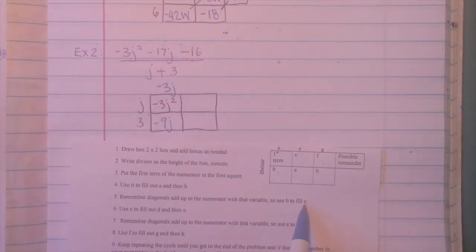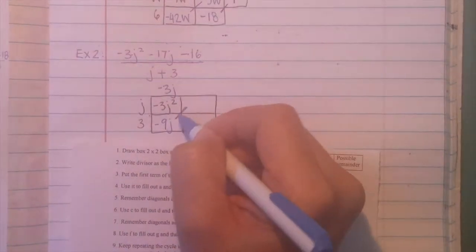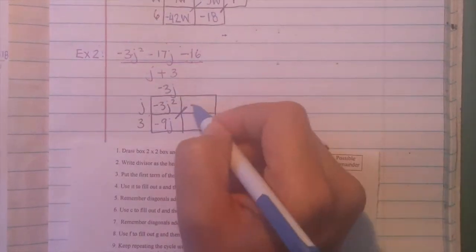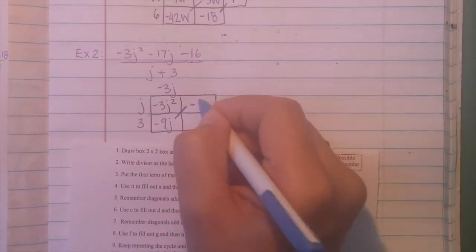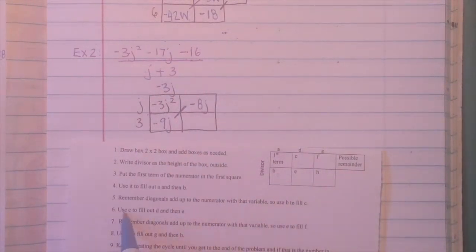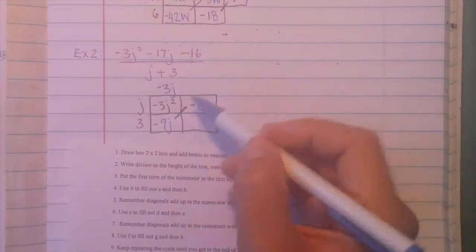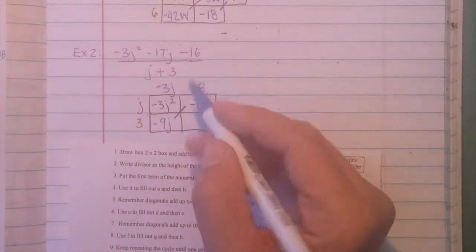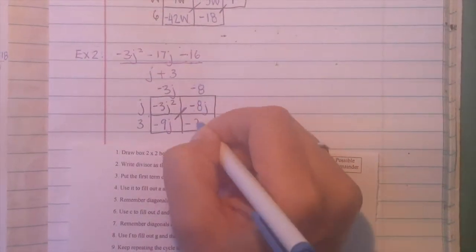And then the diagonals add up to what it is for the numerator with that variable. So negative 9j needs to become negative 17, so I'll need more negatives, 8. So negative 8j plus negative 9j is negative 17. Perfect. So you're going to use that to fill out D and E. So what times that is that? That's going to be negative 8. Negative 8 times 3 is negative 24.